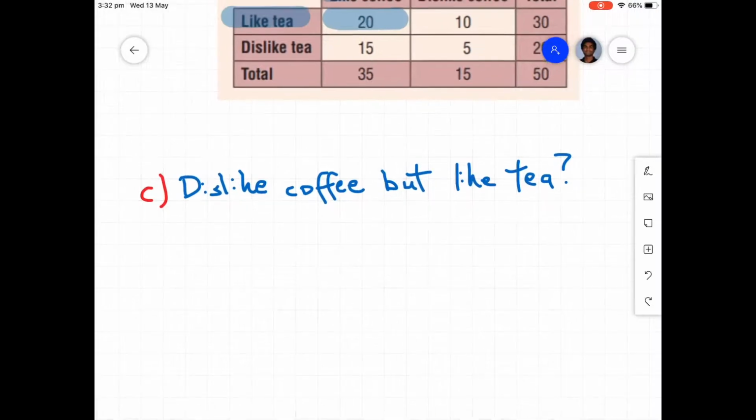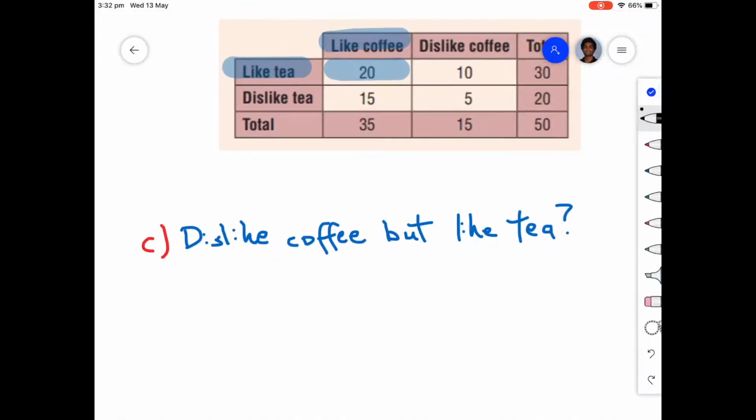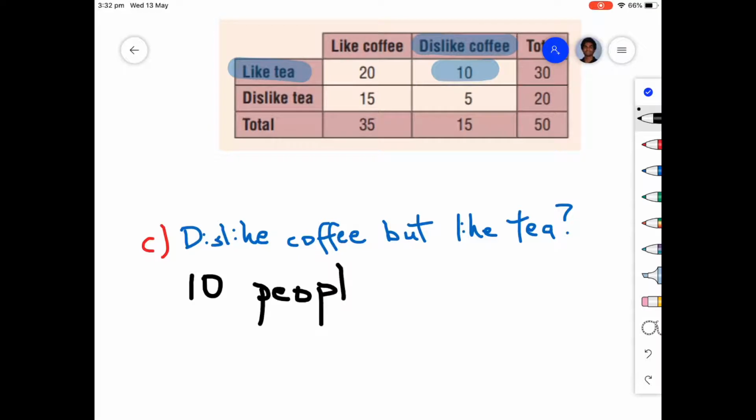Now moving down to our final question, how many people dislike coffee but like tea? We're looking at the dislike coffee column to begin with, and we're looking for the people who dislike coffee but like tea. So there's our dislike coffee, here's our like tea, and this is where they overlap. So there are 10 people who dislike coffee but do like tea. Okay, so that is how to read a two-way table.